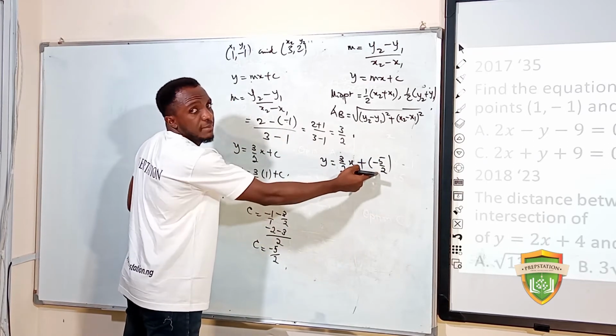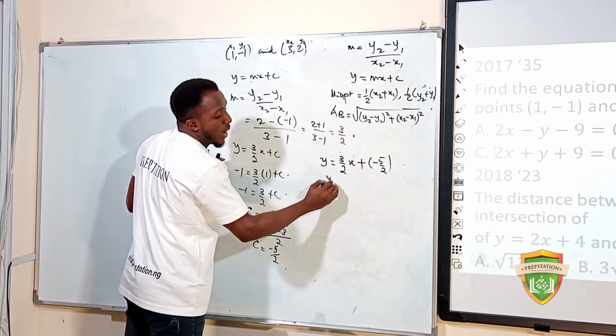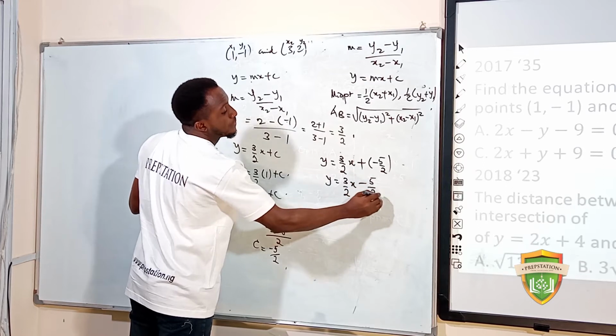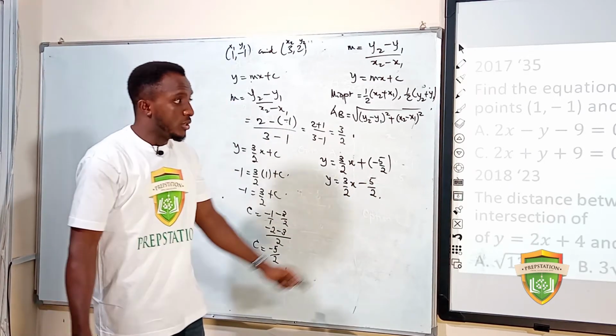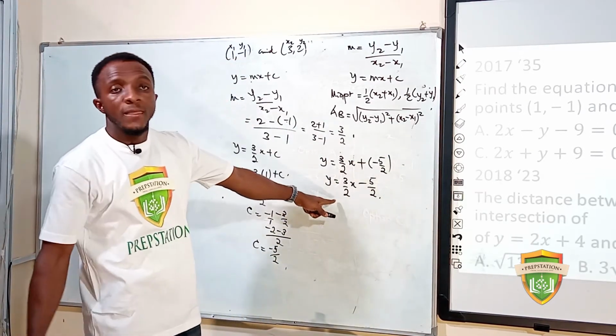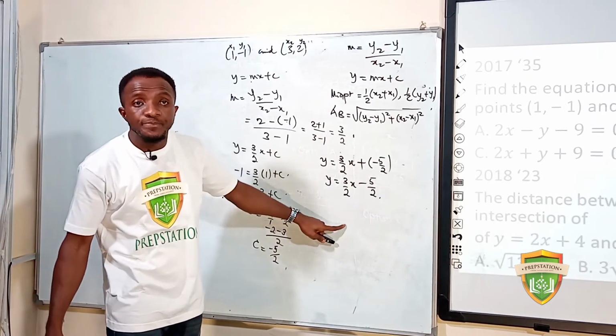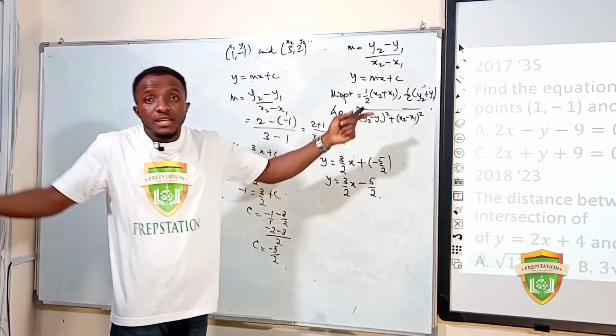Now remember that plus times minus is what? Minus. So y equals to 3 over 2x minus 5 over 2. Now look at the options. Nothing looks like this. So what do we do? We simply multiply all through by the LCM. This is 2, this is 2. So the LCM is obviously 2.